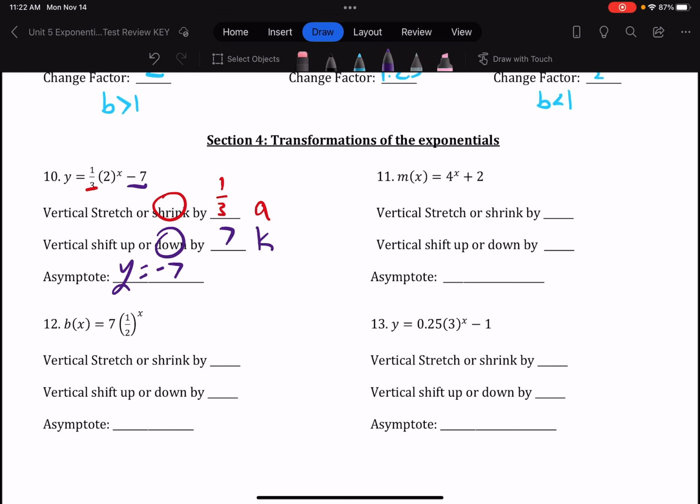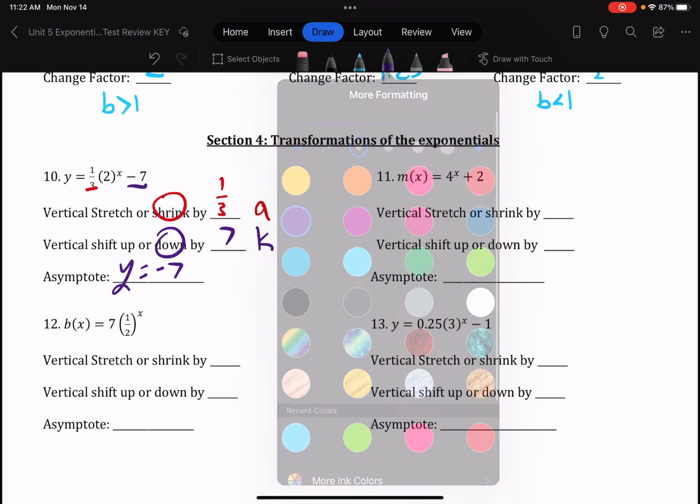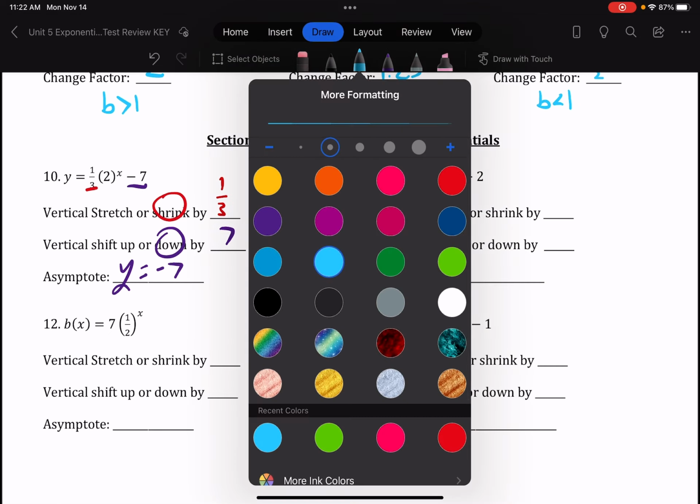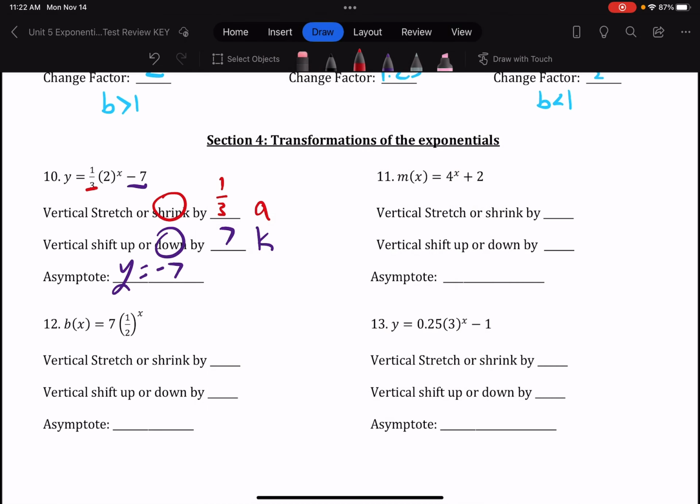For number 11, it's also asking me about my vertical stretch or shrink. That deals with my initial value once again. In this case, if I were to put parentheses around that 4, I would have an initial value of 1. 1 is not a stretch or a shrink, so I can cross those out, and I can say that my initial value in that case is just 1.